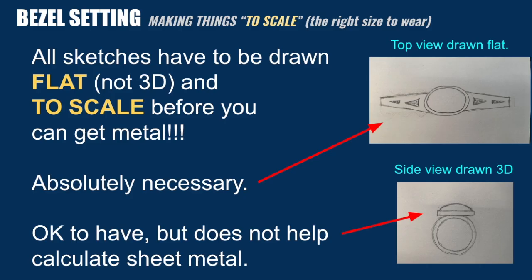You have to make sure that you also draw the piece to scale, especially if you are creating a ring. The drawing also has to be drawn flat because you are working with sheet metal, and the only way to understand how large the piece of metal needs to be is by drawing the entire design flat, like the upper right image on this page.